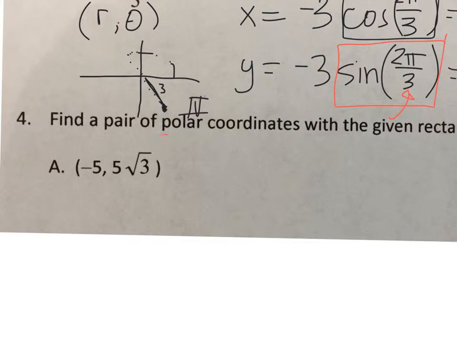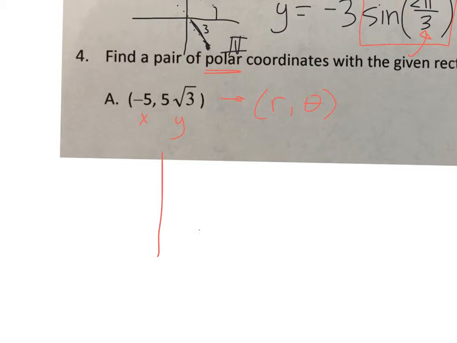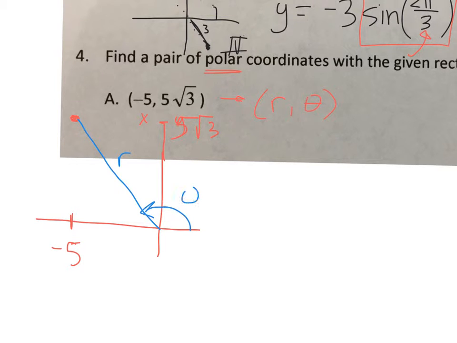Now the next one says find the polar coordinates. So we need to change this x and y into a radius and a theta. Okay, so how far away is this from the origin? So here's negative 5, and here's 5 roots of 3. So here's the point, negative 5 comma 5 roots of 3. So we need to figure out what this radius is, and we need to find this angle right there. That's the angle that we're looking for from the positive x-axis.